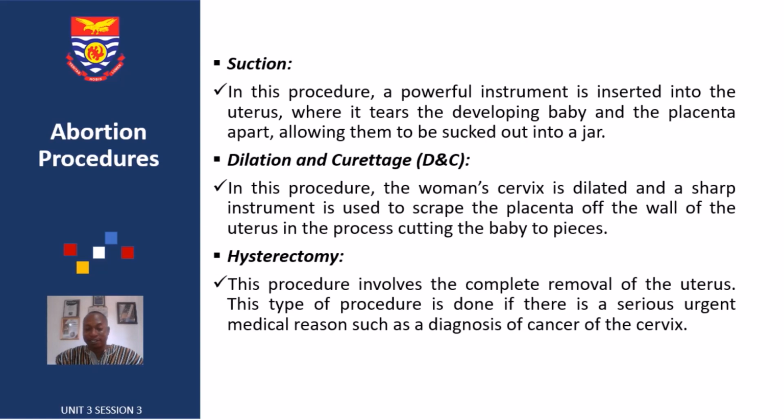Now, in fact, let me say, there are many procedures that can be used to terminate the life of the unborn. The first one we want to talk about is suction. In this procedure, a powerful instrument is inserted into the uterus where it tears the developing baby and the placenta apart, allowing them to be sucked out into a jar.